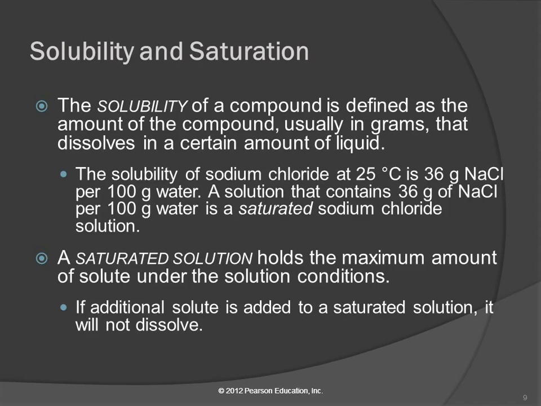Solubility is usually defined as the amount of a compound, the solute, usually in grams, that dissolves in a certain amount of liquid. And so typically that'll be grams per 100 grams of water. So for example, solubility of sodium chloride at 25 degrees Celsius is 36 grams of sodium chloride per 100 grams of water. So if you have 100 grams of water, you could dissolve 36 grams of sodium chloride in it. If you added one more gram, that extra gram of sodium chloride would not dissolve. It would just fall to the bottom of the beaker and sit there.